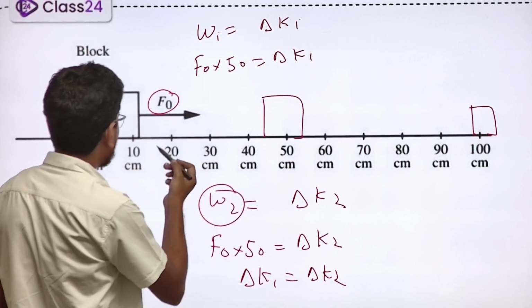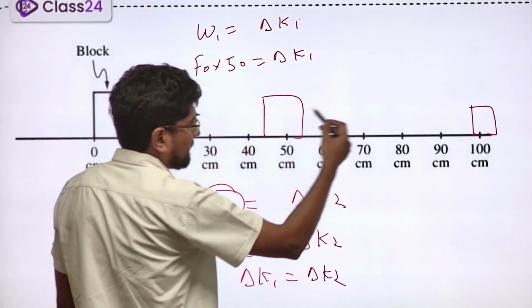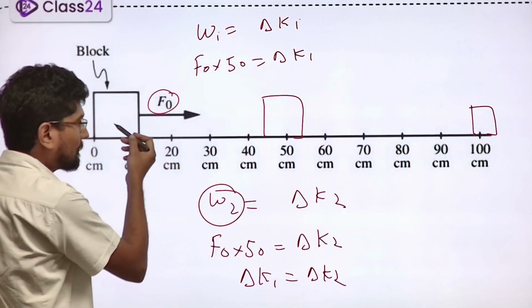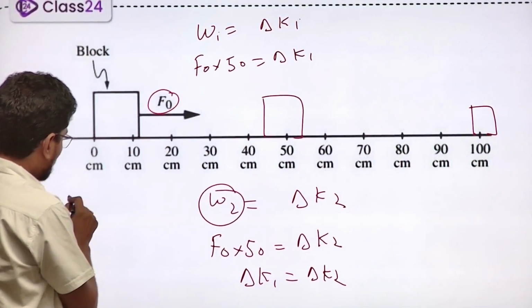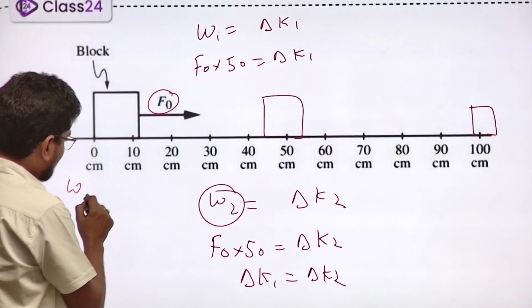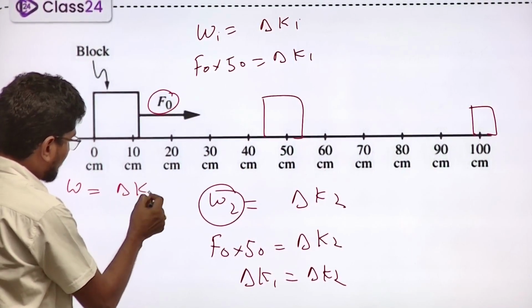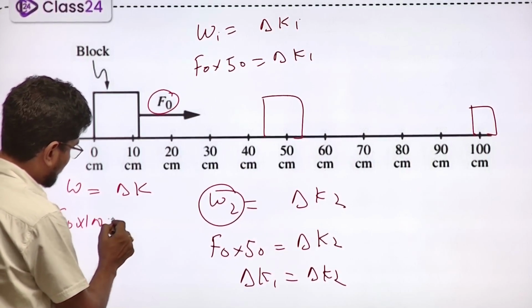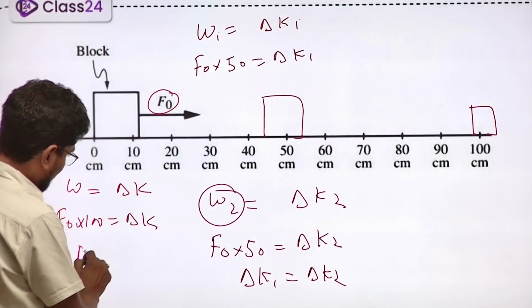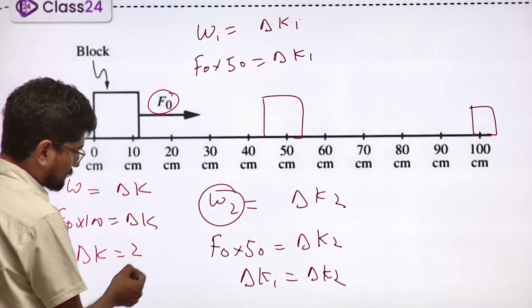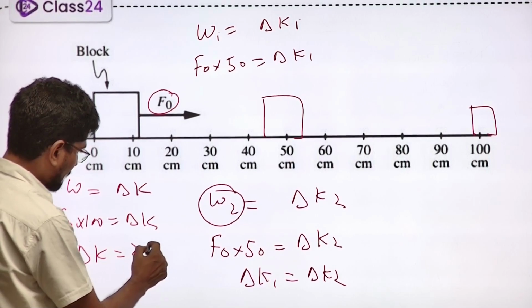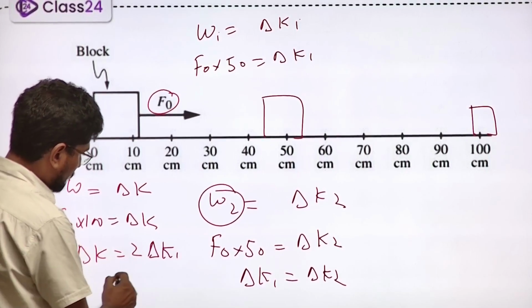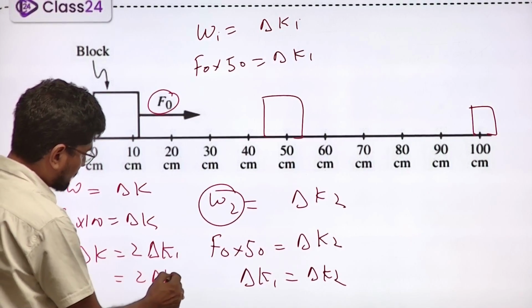If you want to calculate the change in kinetic energy in the whole journey, if the particle starts from rest, then you can say for the whole journey W equals delta k, and work done equals F naught into total 100 equals delta k. So delta k is twice of delta k1, or you can say twice of delta k2.